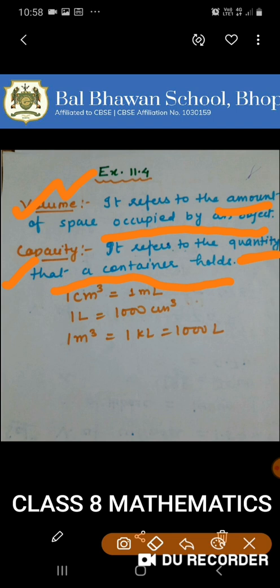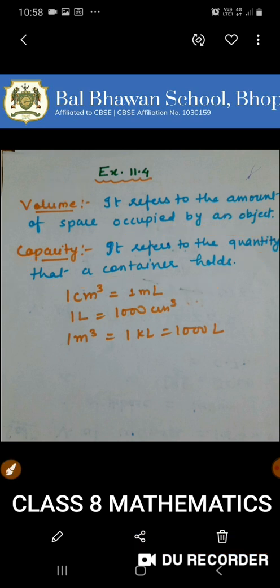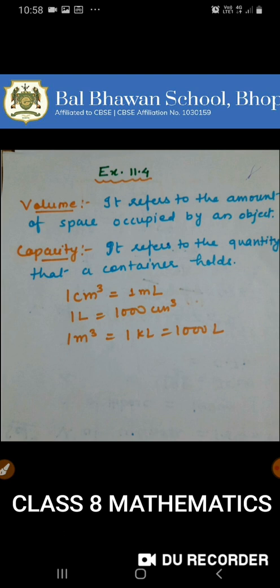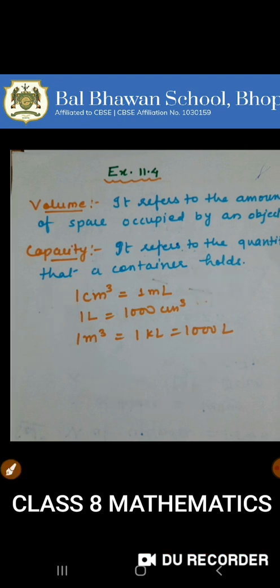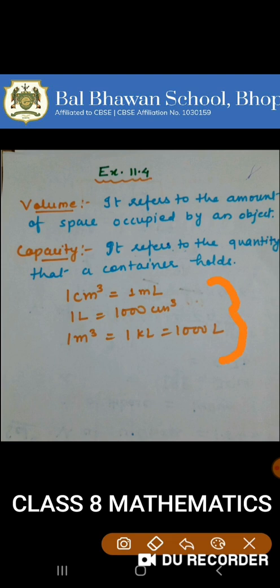Now we should know how we can convert the volume into capacity or the capacity into volume. For that we should learn a few conversions. What are they? 1 centimeter cube is equal to 1 milliliter. Means if the volume is 1 centimeter cube, its capacity will be 1 milliliter. And if the capacity is 1 liter, then its volume will be 1000 centimeter cube. And if the volume is 1 meter cube, its capacity will be 1 kiloliter. And you know that 1 kiloliter is equal to 1000 liter. That means 1 meter cube is equal to 1000 liter. So before solving the questions, children, you should learn all these conversions, because they are very important in the coming questions, right?